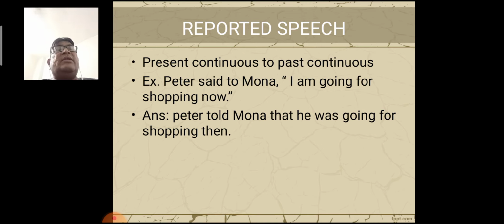Here in this reporting statement, in direct speech, it is written as "I am going for shopping now." So "am going" shows present continuous tense. But when we change from direct to indirect, "am going" changes into "was going," which we have done. And "said to" changes into "told," because the reporting statement is assertive.